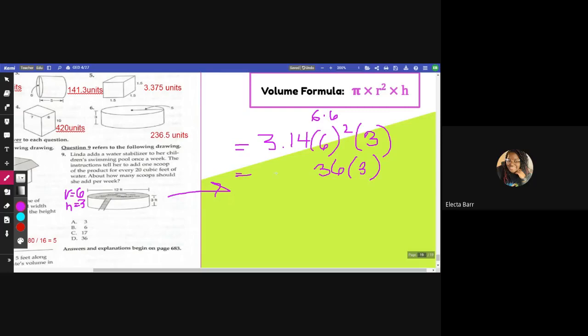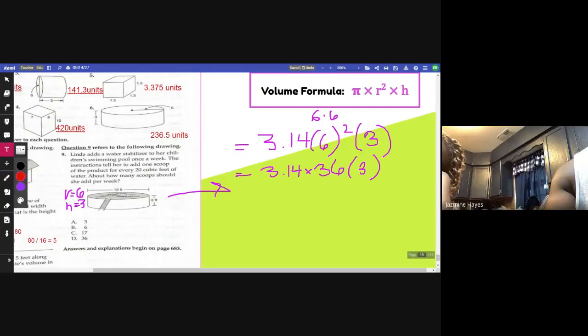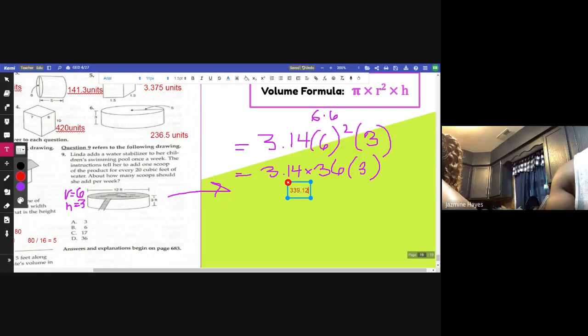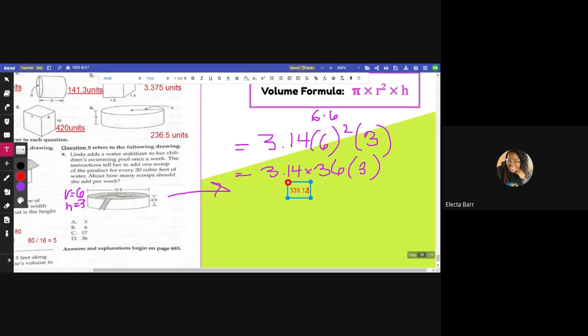36 and 3.14. All right, so now it just becomes easy multiplication. Put it in your calculator, and you should get 339.12. All right, so that's the volume. But that was the first step.